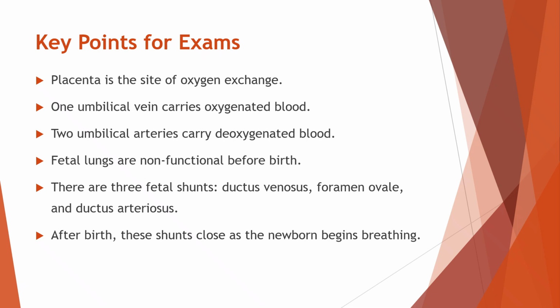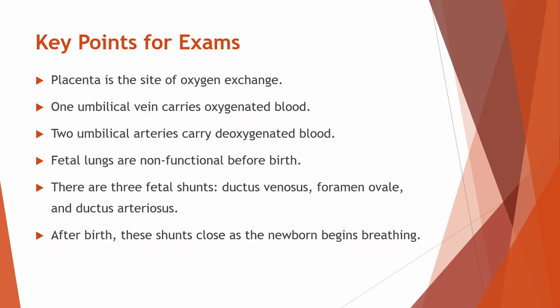Another important point is that the fetal lungs are non-functional before birth. The baby does not breathe air inside the uterus. That is why the placenta supplies all the oxygen needed by the fetus. Since the lungs and part of the liver are not fully functioning before birth, the fetus has three special shunts that help blood take shortcut pathways.